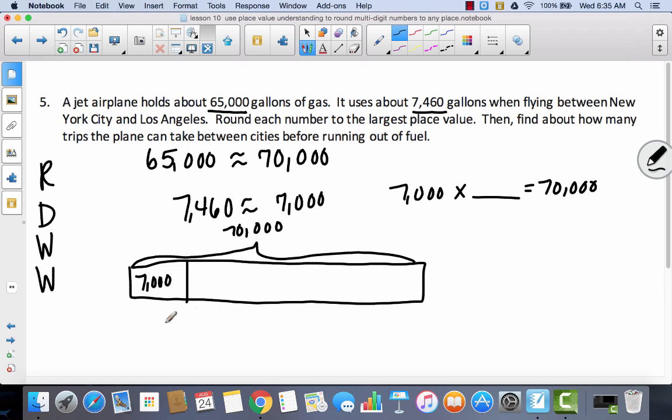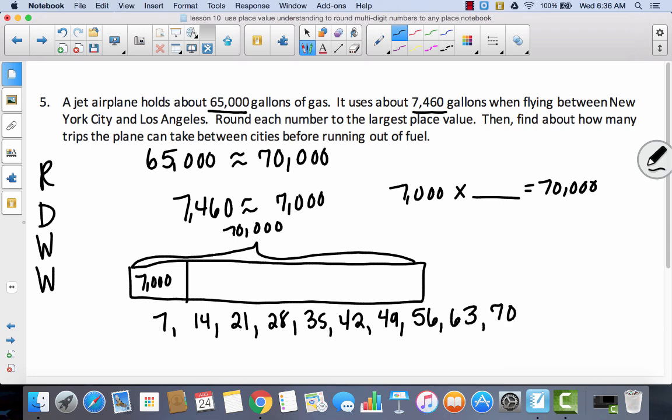So I could count by sevens, right? I could say 7, 14, 21, 28, 35, 42, 49, 56, 63, 70. So how many 7,000s was that? That was 1, 2, 3, 4, 5, 6, 7, 8, 9, 10. Well, I should know that.